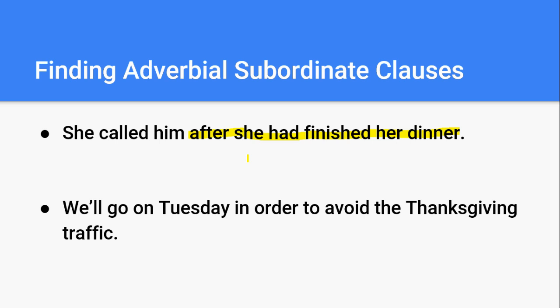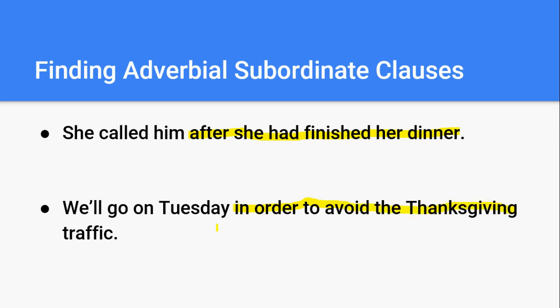Let's look at another example. We'll go on Tuesday in order to avoid the Thanksgiving traffic. We have we'll go on Tuesday. We have a subject followed by a verb. It tells us on Tuesday. Why are we going to go on Tuesday? In order to avoid the Thanksgiving traffic.